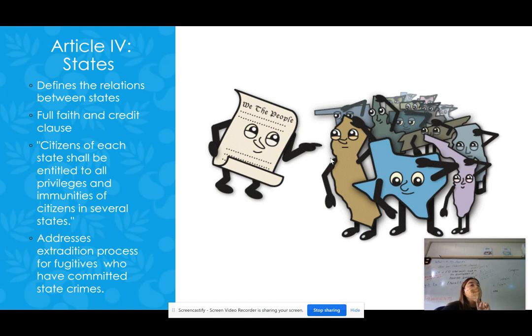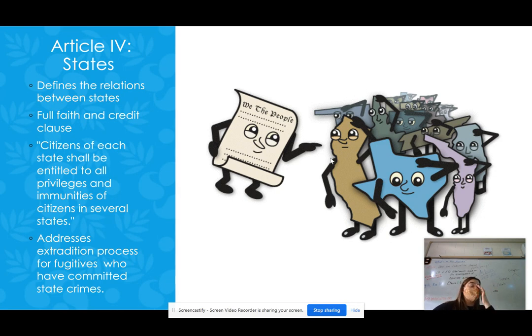Article 4, this defines the relationships between the states, meaning it's the full faith and credit clause. If you have an asthma attack in New Jersey, they still have to send an ambulance to help you, even though you don't pay taxpayer dollars in New Jersey. You get the full privileges and amenities of other states, even though you're not a citizen there.